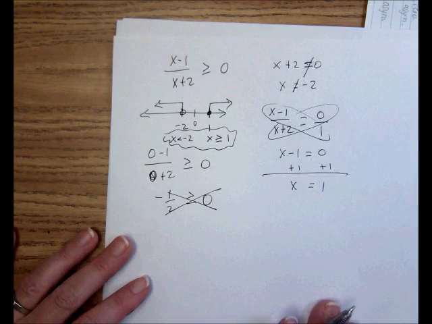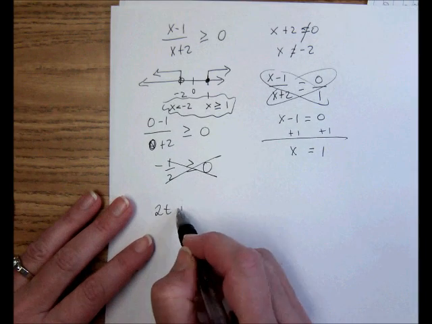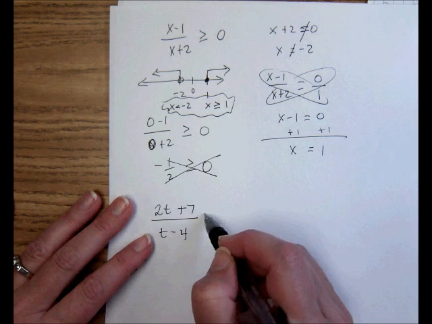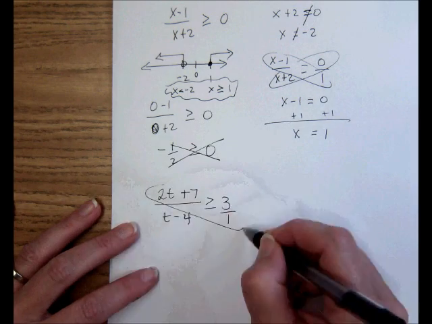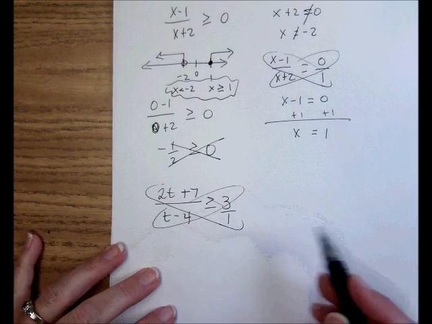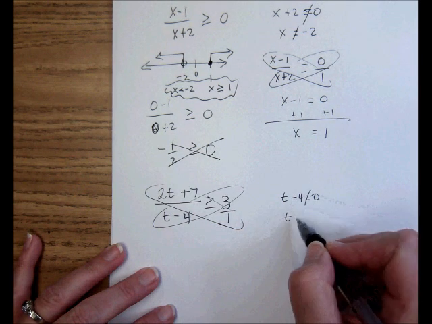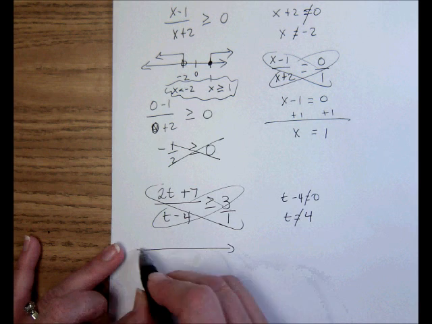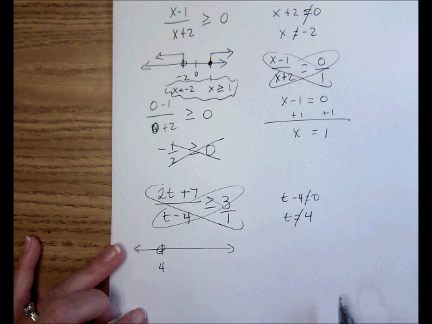My next one that I'm going to choose to do is going to be (2t plus 7) over (t minus 4) is greater than or equal to 3 over 1. So, oops, I don't do this yet. I was jumping the gun. So I say t minus 4 is equal to 0, and I see what it cannot equal, and t cannot equal 4, because my denominator would be 0. So I put a 4 right here, I put an open circle.